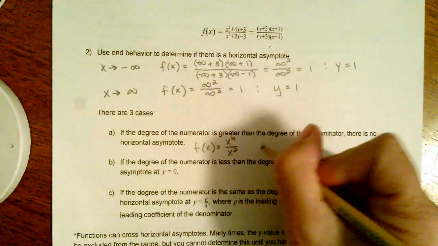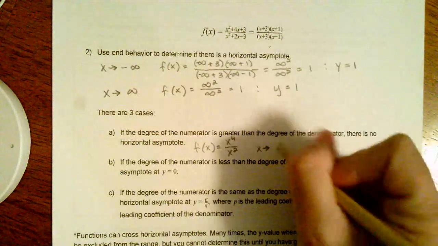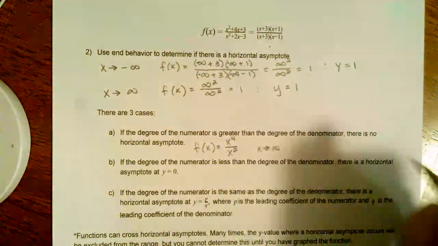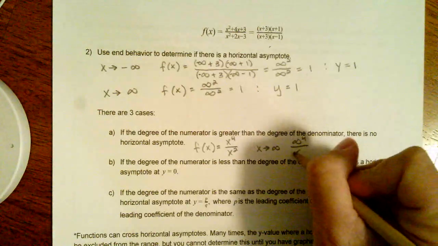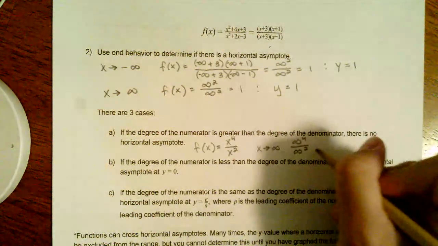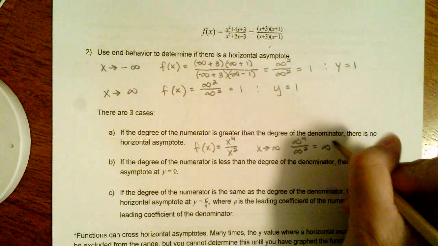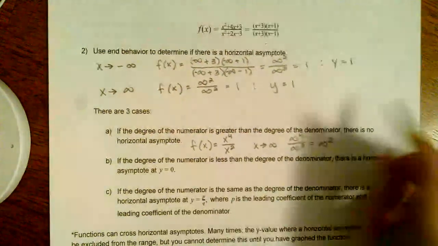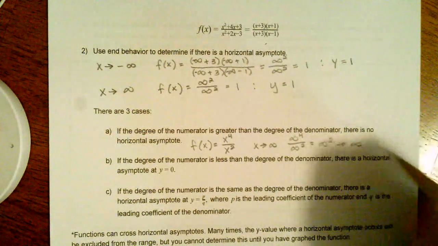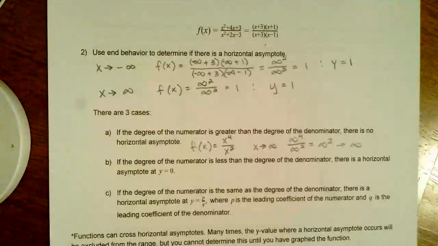So think about if we let x go to infinity, right? We would have infinity to the 4th over infinity to the 2nd, and that would go to infinity squared. Okay, so that means it's rising without bound. It's going up to infinity. Okay, so there's no horizontal asymptote.